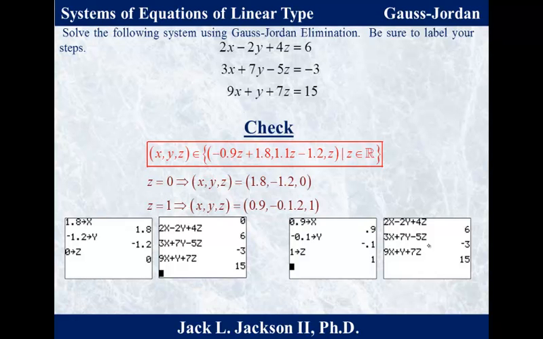So one I check is when z is 0, and you can see x, y, and z are 1.8, negative 1.2, 0. And I also plugged in z equals 1 and worked this out. 1 times negative 0.9 plus 1.8 is positive 0.9. 1 times 1.1 minus 1.2 is negative 0.1, and of course z is 1.